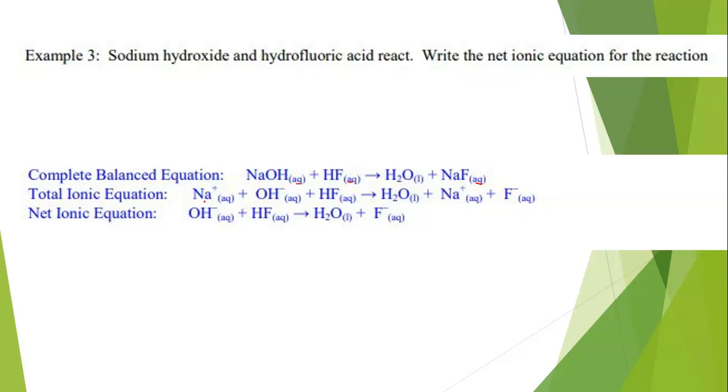So if we actually look through here, the only thing we can get rid of that's the same in the reactants and the products is the sodium ions. We get rid of that. We get rid of that. Hydroxide here, there's no hydroxide over here. Hydrofluoric acid here, there's no hydrofluoric acid over here. So these ones are changing from one side to the other. So our net ionic equation becomes whatever's left over. Oh, and I can erase that. And there you go. There's our net ionic equation.